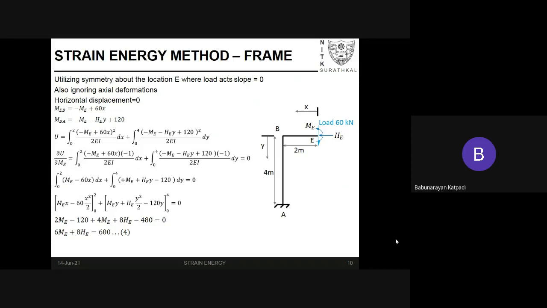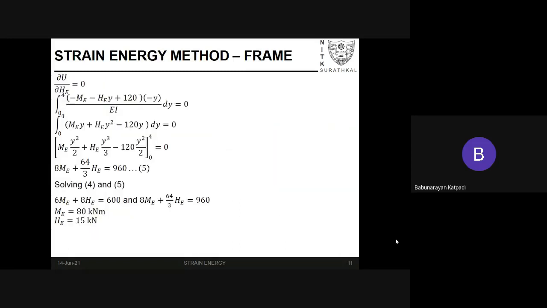We set up the moment equation for the structure cut, utilized as shown. We reduce our efforts. Instead of three equations, we reduce them to two now. We set up the moment equation, we write the strain energy equation, and then we differentiate to get the equations to be solved for ME and HE. In solution of the simultaneous equations, we get the required results. We compared them with whatever we got from moment distribution.